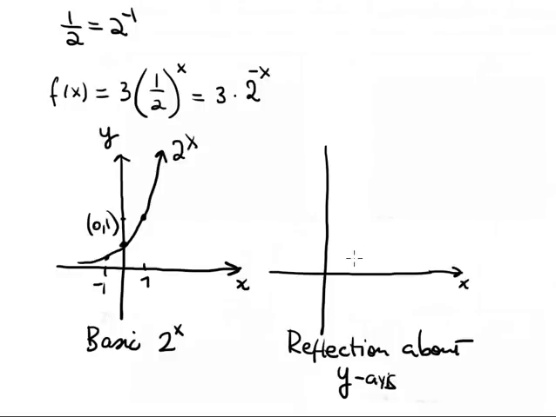In this case the point (0,1) stays. Now the reflection: (1,2) becomes (-1,2) because you change the sign. And this point (-1,1/2) becomes (1,1/2).